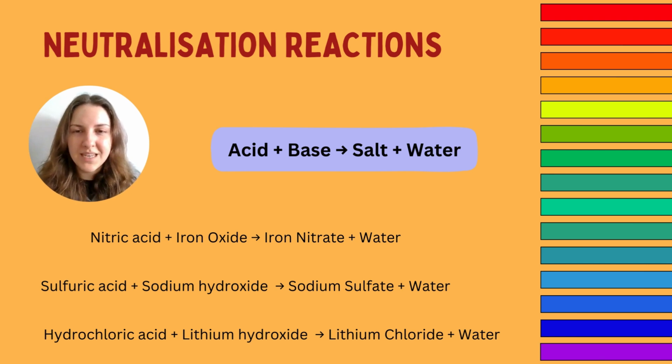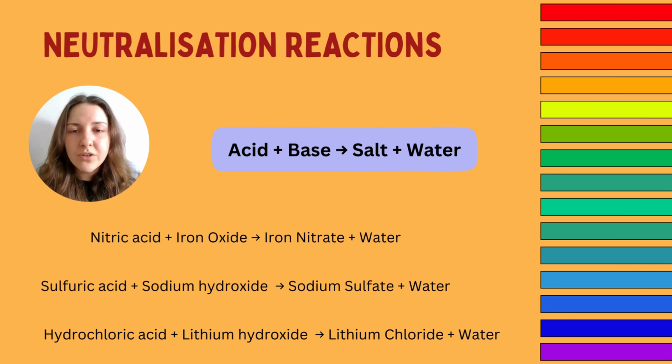There are 3 different examples here, so let's go through them. We have nitric acid and iron oxide. Nitric acid, of course, being the acid, iron oxide being the base. Oxide or hydroxide, if you see those endings of the words, you need to know that those are bases or alkalis. These react together to form iron nitrate. Notice that the salt name has changed from nitric to nitrate. You're using the acid to determine this. Like I say, the video I'll link at the end goes through all of this in a lot more detail. And in each case of these, water forms.